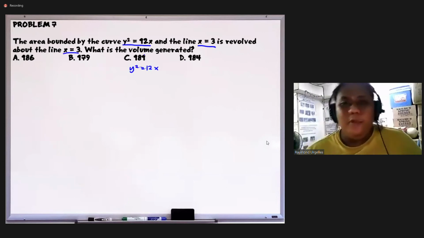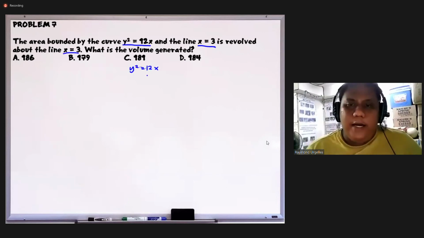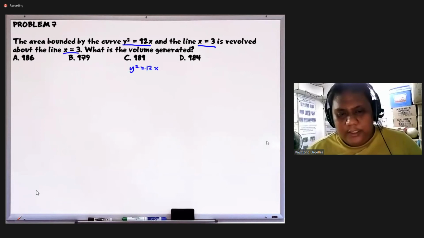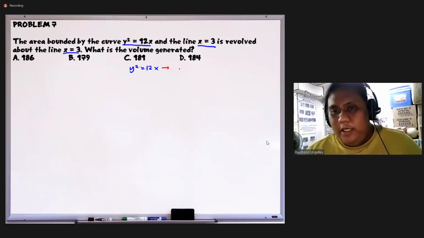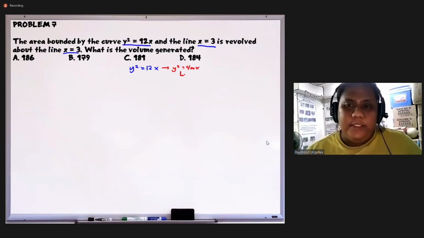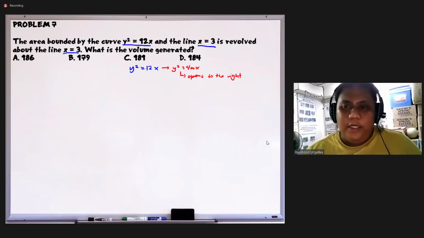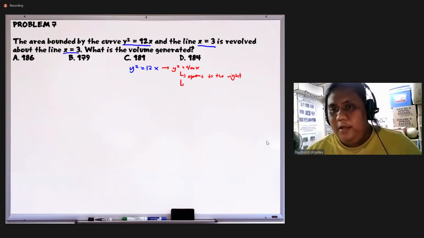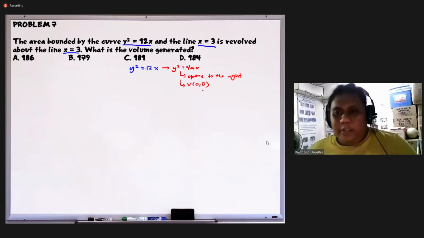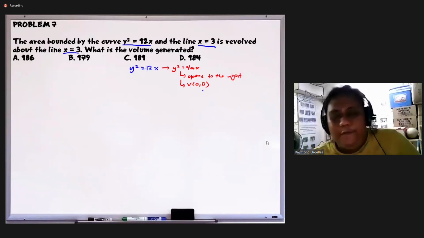This is already in standard form, of the form y squared is equal to 4ax. This time y is the squared term, so it opens to the right or left. Since 12 is positive, this opens to the right. And since nothing is subtracted from x and y, we know that the vertex is at the origin. The second step is to solve the points of intersection.